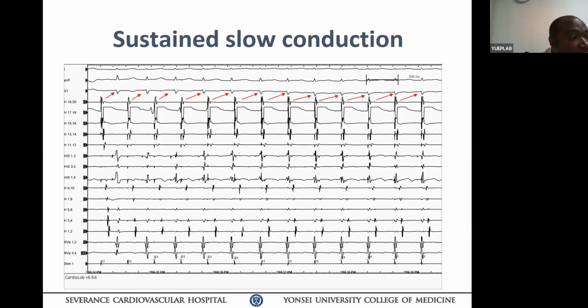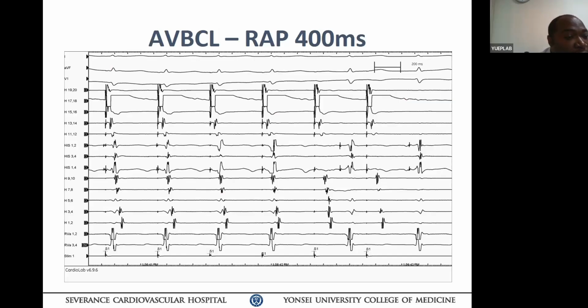So we see how the P waves are initially matched perfectly with the QRSs, and then they start crossing over around here. So this matches to that, and this matches to that. So this is the sustained slow conduction phenomenon. AV block cycle length was observed at RAP 400 milliseconds.